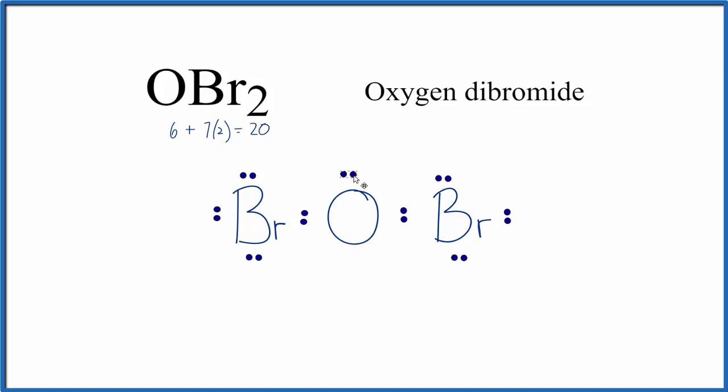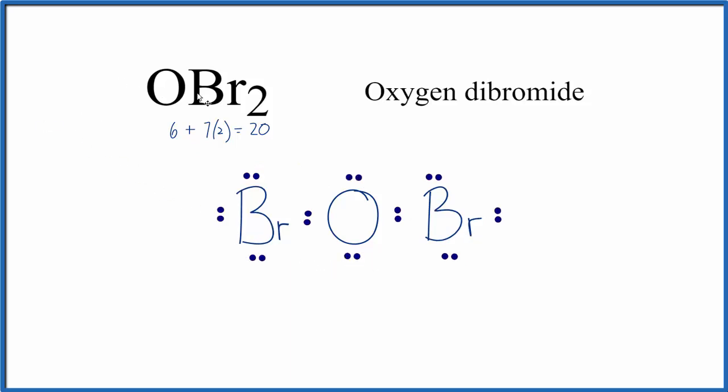Let's complete the octet on the oxygen. And that's the Lewis structure for OBr2. You can see bromine has 8 valence electrons. Oxygen, it has 8, and this bromine over here, it also has an octet.